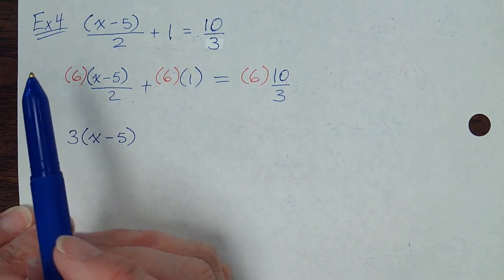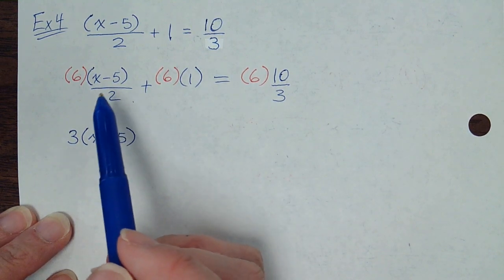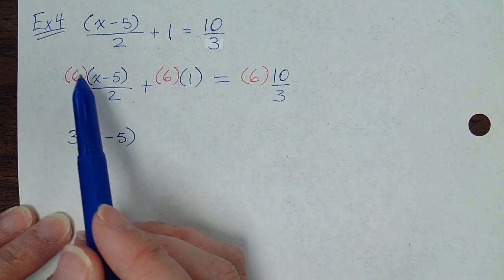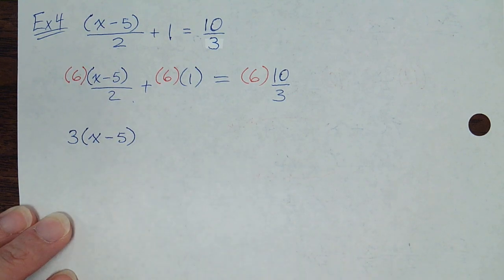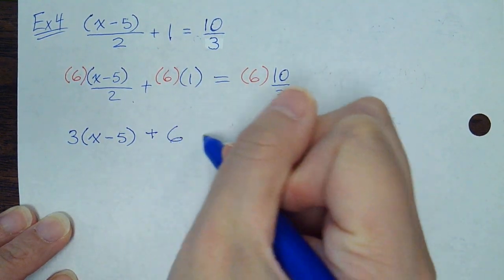Right? So Miriam, you're right. I can distribute this, but then I still have the denominator. So the point of this was to get rid of our fractions. So let's get rid of our fraction first and then distribute after. Plus 6 times 1 is 6.